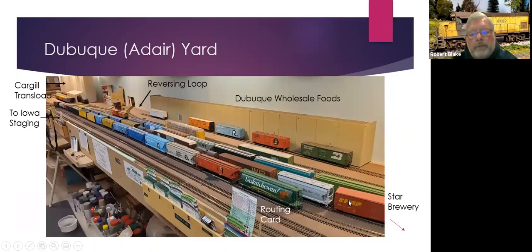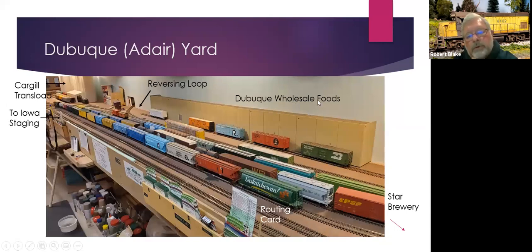So here's Dubuque Yard. Dubuque is a major stop, division point, last stop before Iowa staging. A couple of things are shown on here. I've got the reversing loop which goes through that little hole in the wall, comes out the other side, comes back into the room. This is also the switching lead for Dubuque Yard from that end.